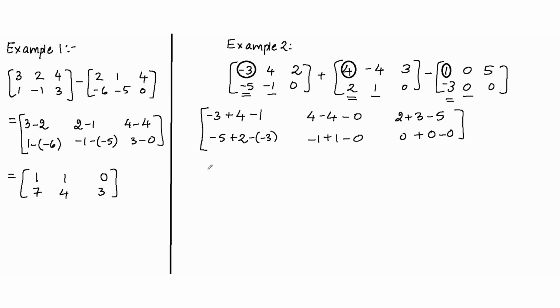So you will notice that all these elements are 0. Minus 3 plus 4 minus 1 is 0. 4 minus 4 minus 0 is 0. 2 plus 3 is 5. 5 minus 5 is 0. Negative 5 plus 2 is negative 3. And negative 3 plus 3 is also 0. Negative 1 plus 1 is 0. And addition of all zeros is 0. Therefore, this is a null matrix. So this is how we perform addition and subtraction of matrices.